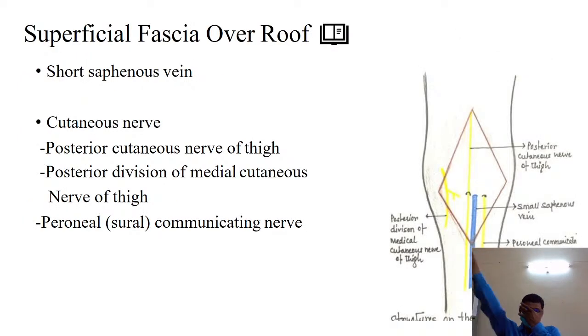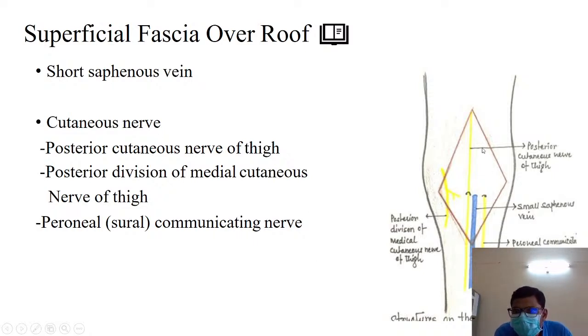Coming to the superficial fascia of the roof. This superficial fascia which is seen over the roof of this popliteal fossa contains a few important structures. The first important vein is the short saphenous vein. You can see this is the small saphenous vein or the short saphenous vein. Okay, this is a very important one, the blue colored one. And also along with that you see a few nerves, the cutaneous nerve, that is the posterior cutaneous nerve of the thigh.